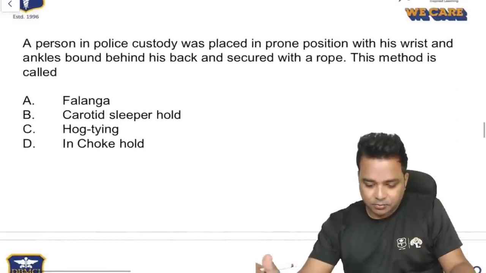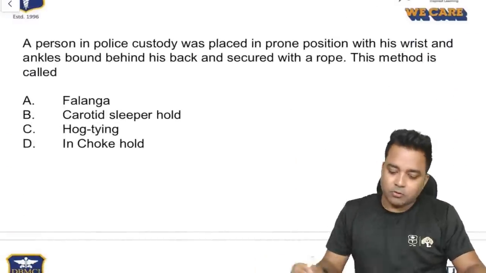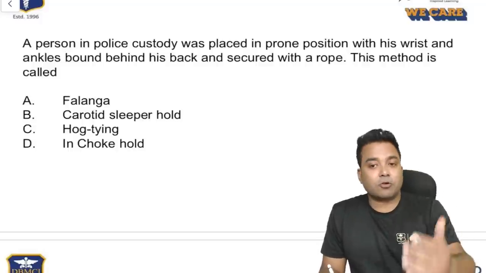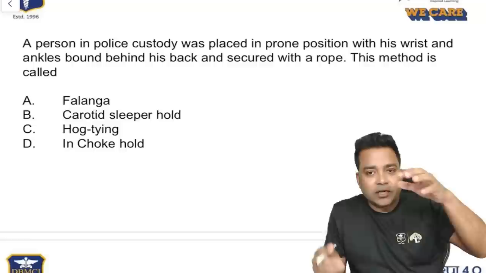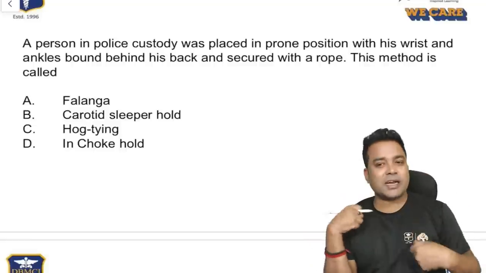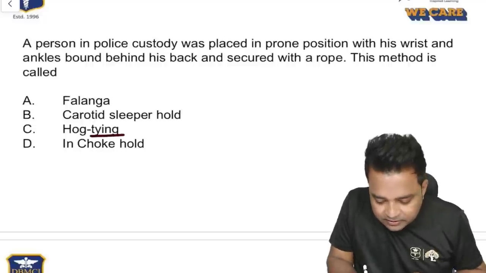Answer this one. A person in police custody was placed in prone position with his wrists and ankles bound behind his back and secured with a rope. This method is called... Even if you apply common sense, something has been tied. Hands and feet have been tied over the back. There is only one option which has the word tying in it.